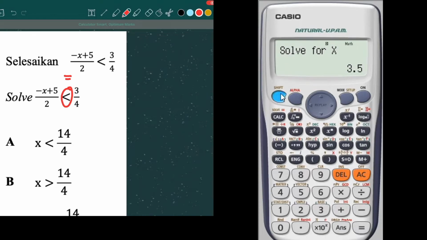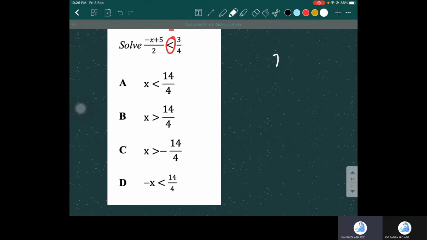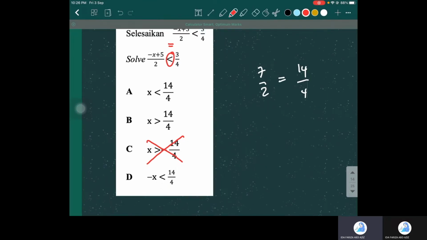You dapat 7/2. Okey, bila kita tengok pilihan jawapan kita kat sini, tak ada pun 7/2. Okey, sebab 7/2 ni sama je dengan 14/4. Okey, sekarang ni semua ada 14/4 kecuali C bukan, sebab negatif 14/4. Yang tu tak nak. Okey. Untuk sekarang ni kita ada A, B ke D? Okey, mana satu? A, B ke D?